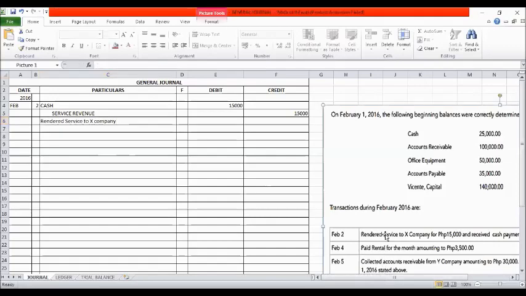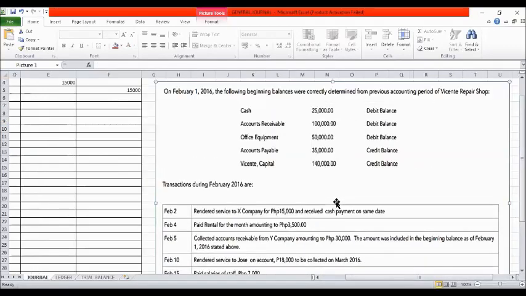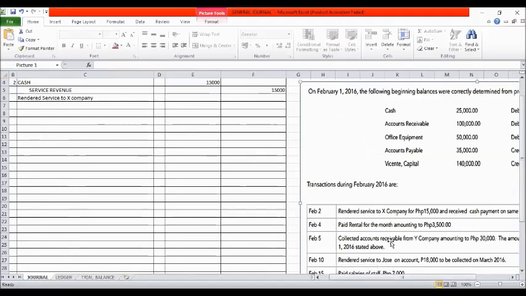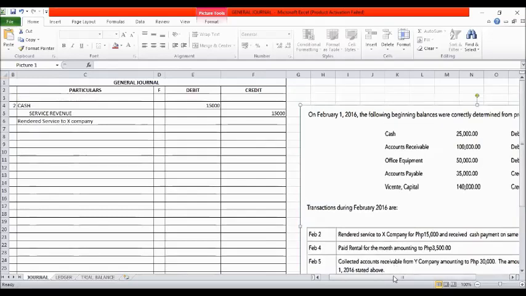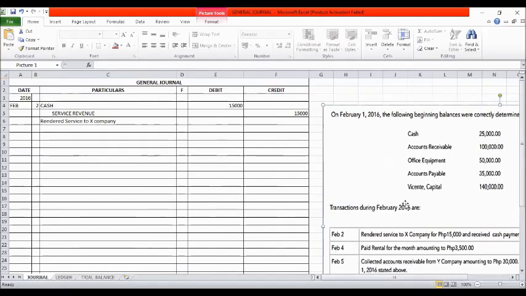What if lang? Sabi niya dito, rendered service to X company for 15,000 on account. Hindi daw kaagad nagbayad si customer natin. Ano kaya ang i-debit natin kung hindi naman agad nagbayad si customer?